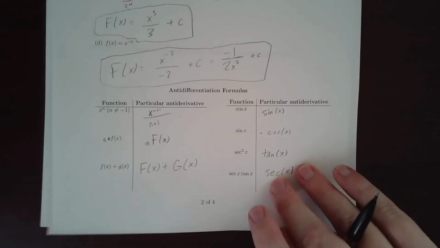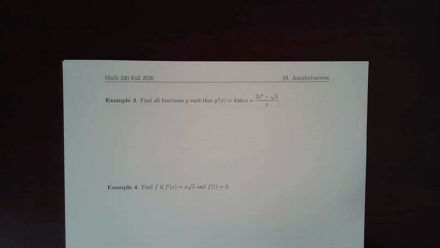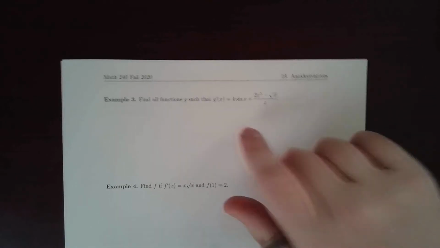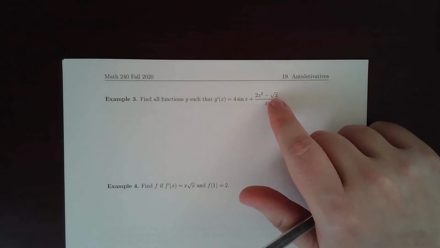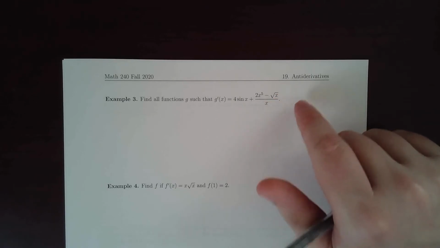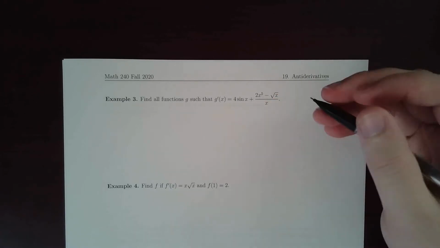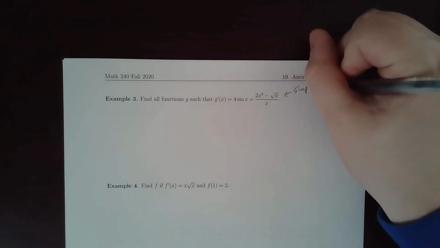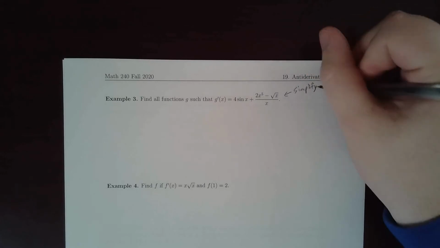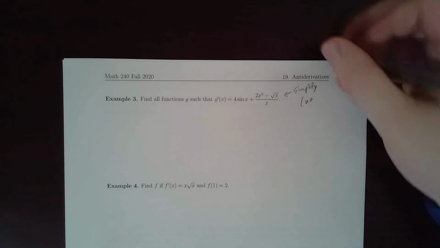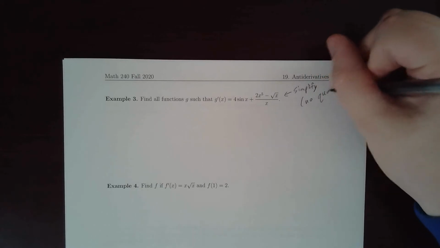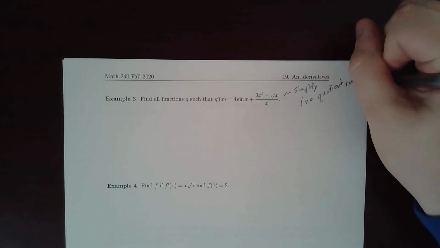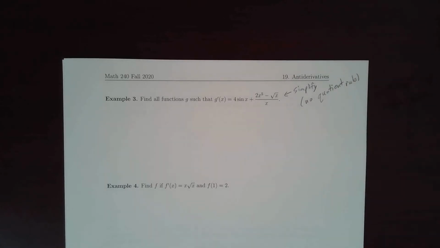All right, let's see a few more examples. Say we wanted to go ahead and find all functions g such that g prime of x equaled 4 sine of x plus 2x to the fifth minus the square root of x, all divided by x. So here we want to simplify this as much as possible first. We don't have a reverse quotient rule yet. In fact, we'll have kind of more ugly things.